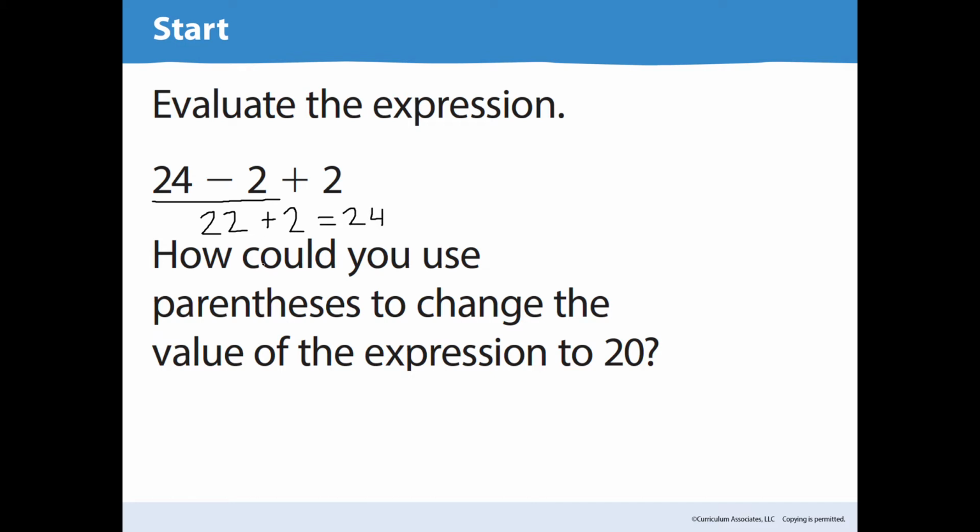But it's asking, how can you use parentheses to change the value of the expression to 20? Anything inside of parentheses we have to do first. So if I put parentheses around the second part of this problem, that becomes the first thing we do. 2 plus 2 equals 4. And then we take 24 minus 4, and that gives us our value of 20.